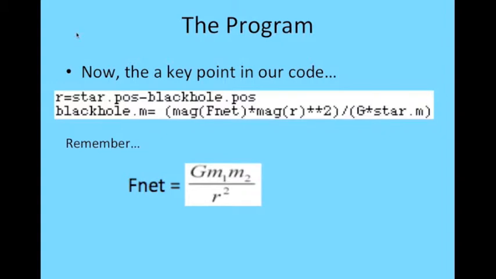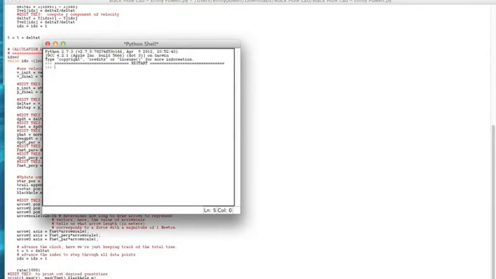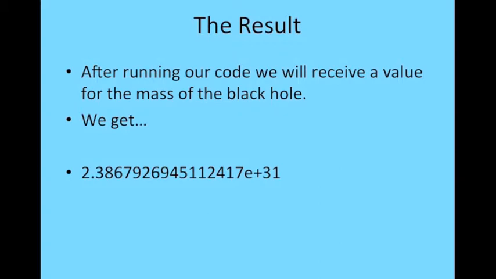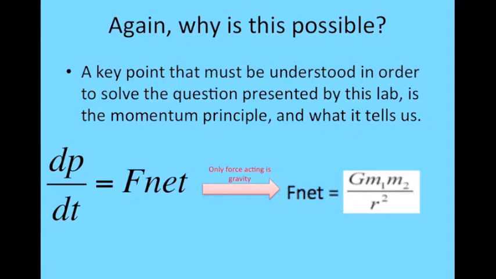Now it is time to run our code. As we can see, we run the code and the designated arrows represent the forces acting upon the object, the star in this case. We get the result as expected. To reiterate, this is all possible because of what we know about the momentum principle, or Newton's second law. We know that we can relate change in momentum to the net force acting on the object. With this, we were able to find F net. And because there's only one force acting on the object, we're able to set F net equal to G m1 m2 over r squared.